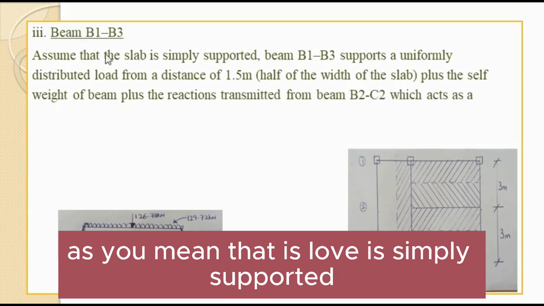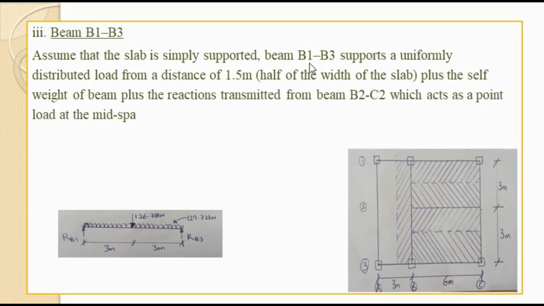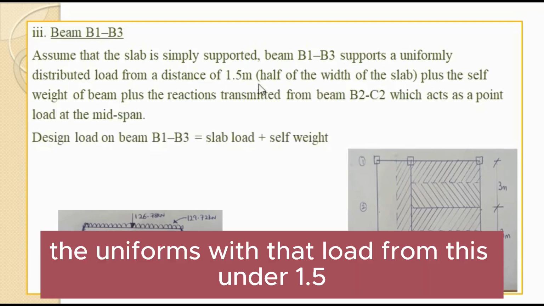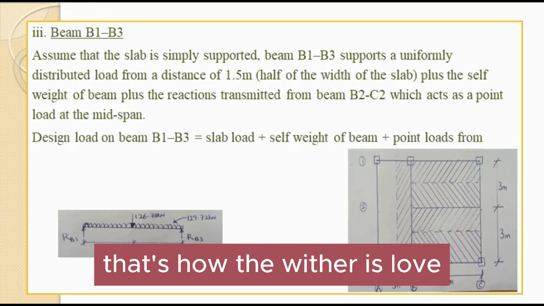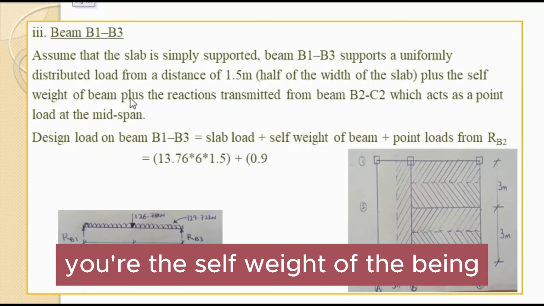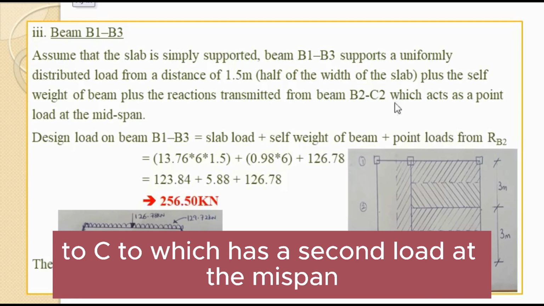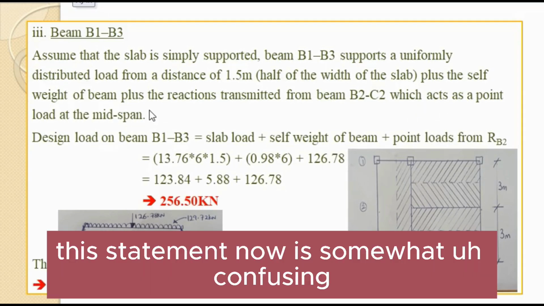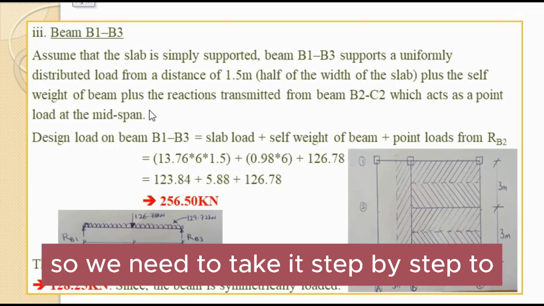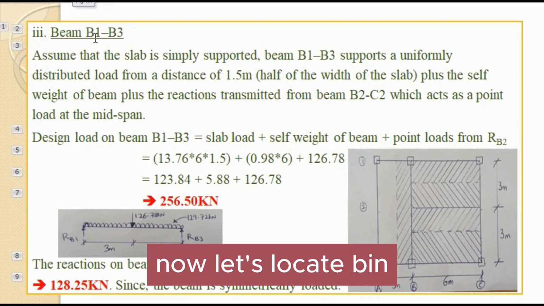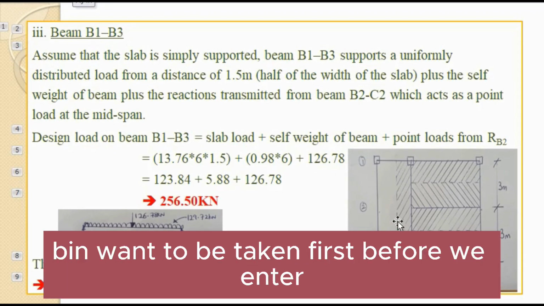So, moving over to the next one, beam B1 to B3. Now, assuming that the slab is simply supported, beam B1 to B3 supports a uniformly distributed load from a distance of 1.5, that is half of the width of the slab, plus the self-weight of the beam, plus the reactions transmitted from beam B2 to C2, which acts as a point load at the midspan. This statement is somewhat confusing, so we need to take it step by step. Let's locate beam B1 to B3 first before we do anything.